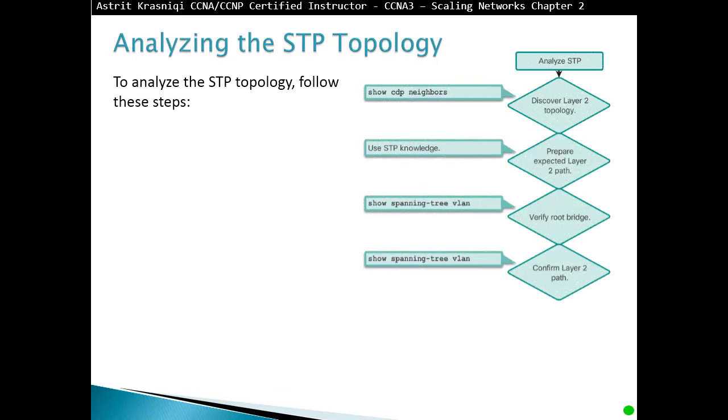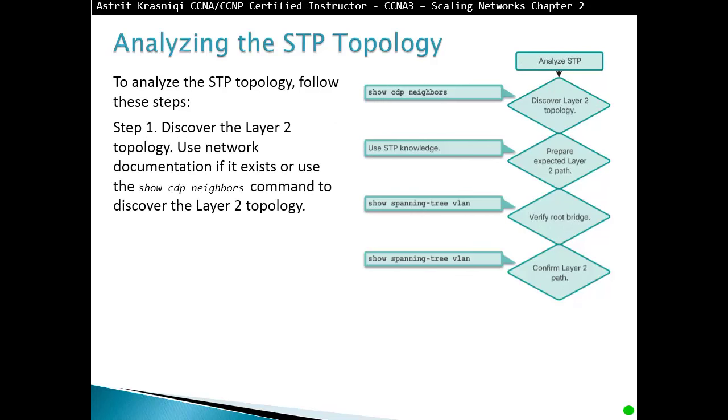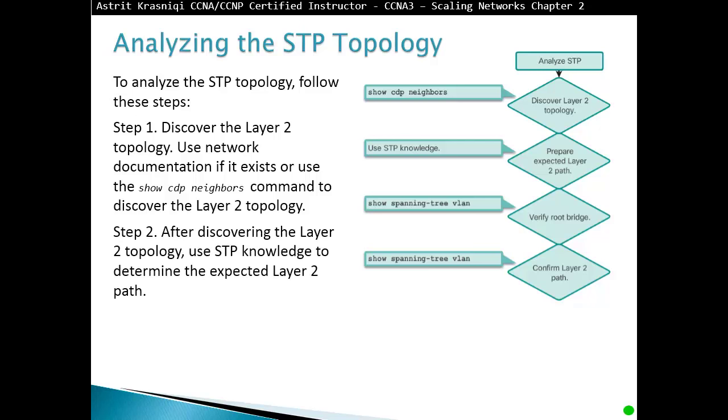Analyzing the spanning tree topology. To analyze the spanning tree protocol topology, follow these steps. First, we need to discover the layer 2 topology, and we use the Cisco proprietary protocol, Cisco Discovery Protocol, with the command show cdp neighbors. If we don't want to use the Cisco proprietary protocol, there's LLDP as well, the open standard, to find out the topology. After we discover the topology, we need to use our own knowledge to know where the root bridge should be, and find out the root bridge.